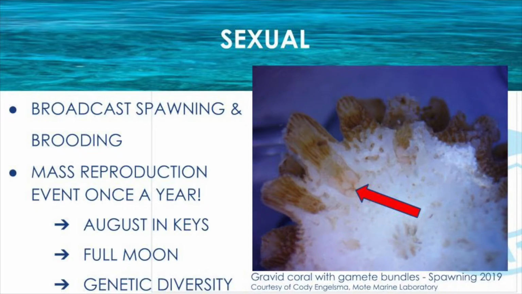Some corals are also brooders, which occurs when eggs and sperm come together within the polyp, and then the planulae is released into the water and dispersed. Mass spawning events occur at different times of the year depending on the species and location. Down here in the Florida Keys, it is around the August full moon, compared to the Great Barrier Reef in Australia, which is later in October or November.